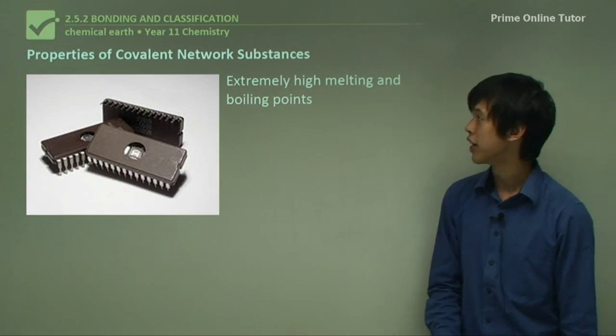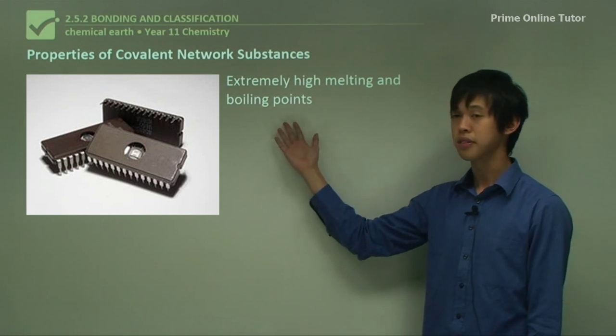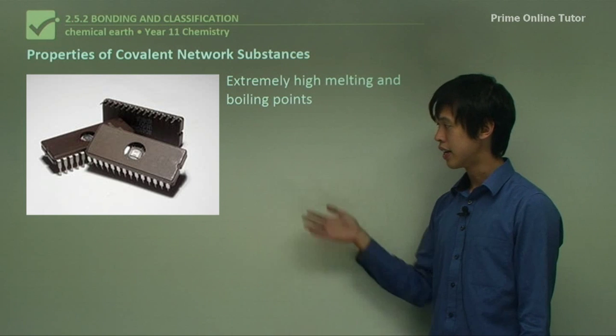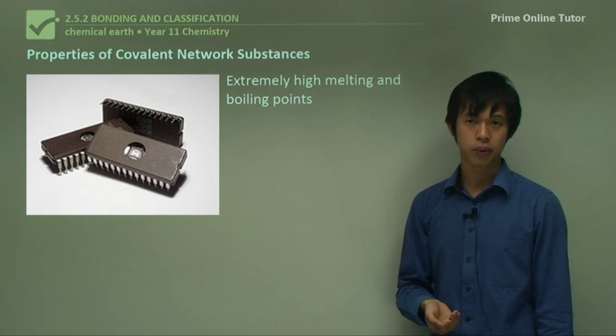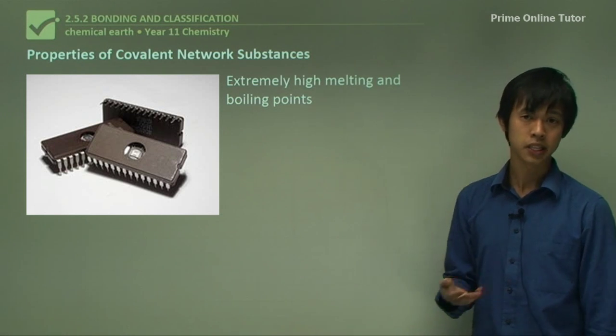Now, properties of covalent network structures is that they have extremely high melting and boiling points. Very, very high melting and boiling points. And one example of a covalent network structure is silicon, and that's where all our computer chips come from, silicon.